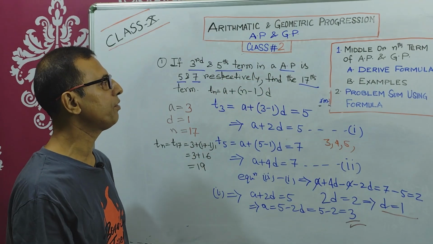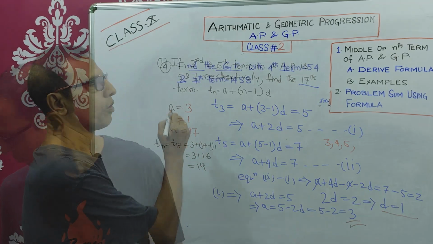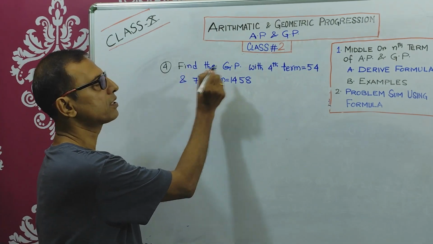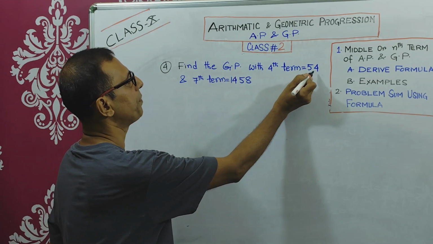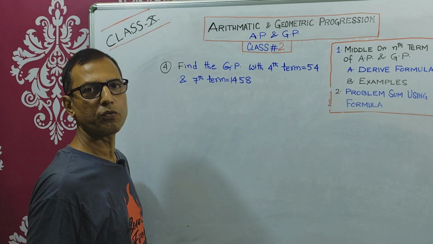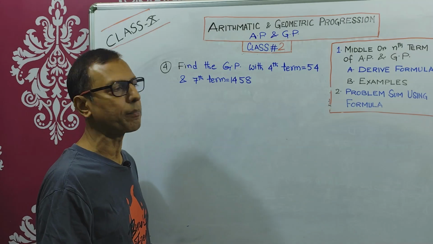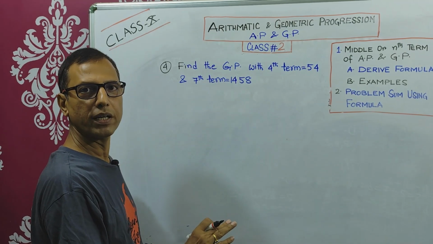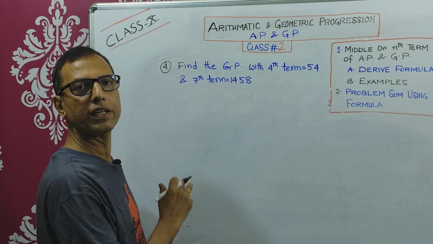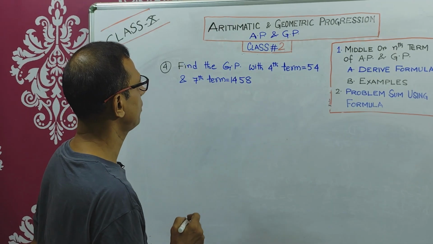Right. Now I will give you another example only for GP. Okay. Fourth problem. Now it's a GP. Find the GP, geometric progression, with 4th term 54 and 7th term 1458. Just like the previous example, only the formula is different. The terms are given. You need to find out the progression, right?